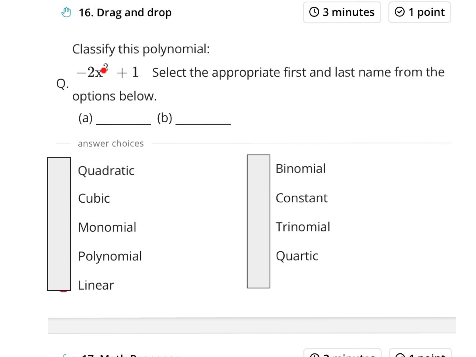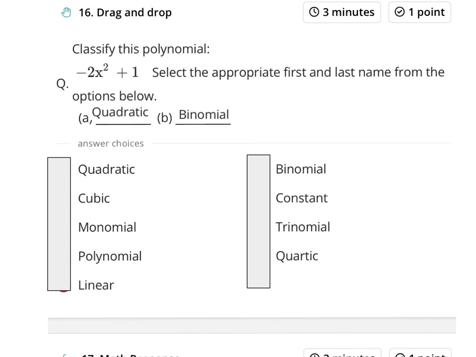Let's move on. Another almost identical question where you drag and drop. Obviously, the power of 1 is linear, power of 2 is quadratic, power of 3 is cubic, power of 4 is quartic, power of 2 is quadratic. So out of all these words, you're going to pick quadratic, and you're going to move it up to that first name position. And then you do have 1, 2 terms. That is a binomial. So you're going to select this word, binomial, and you're going to drag and drop it right there, and that'll give you full credit. That is a quadratic binomial.